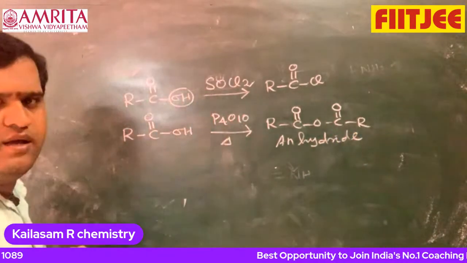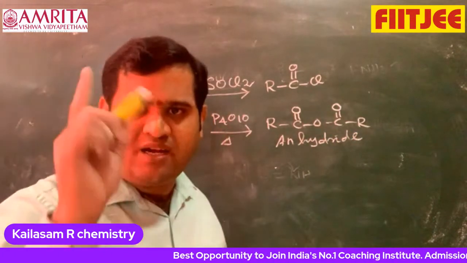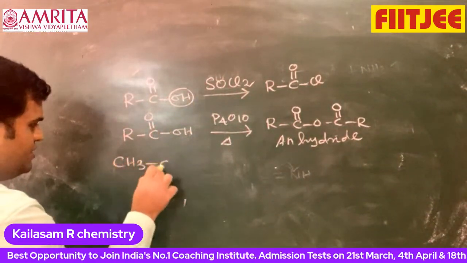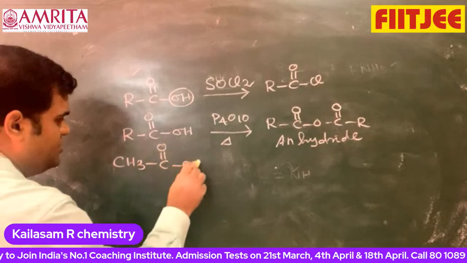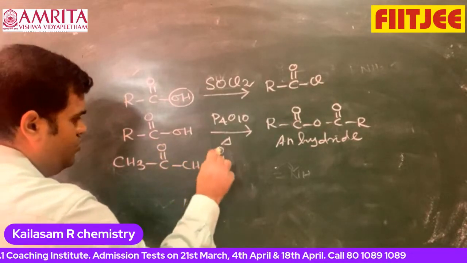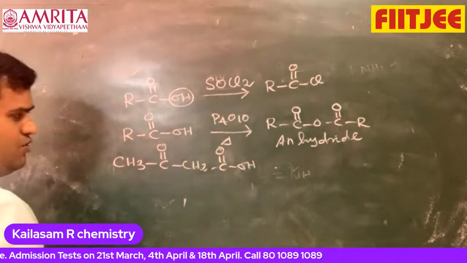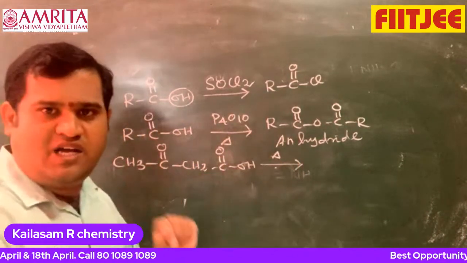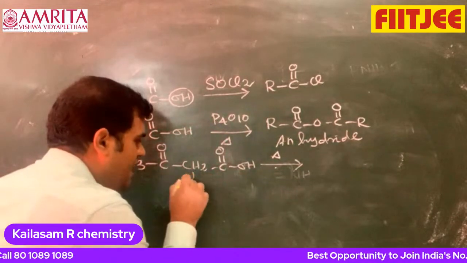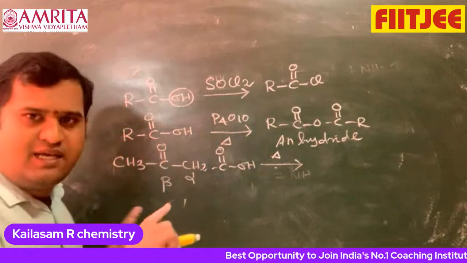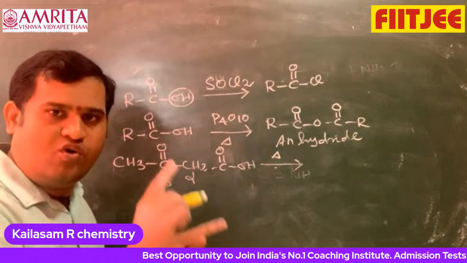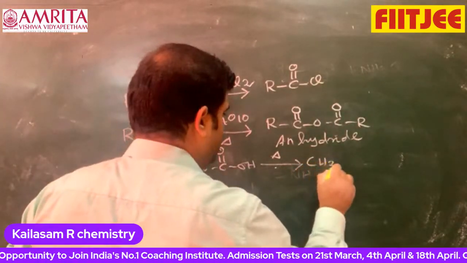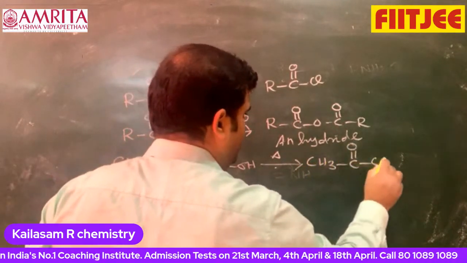Another important point: the beta keto acid undergoes faster decarboxylation. Look at this, I'm writing CH3 C double bond O CH2 C double bond O OH. Now here I'm going to heat it. When I heat this, decarboxylation takes place. Why? Because this is alpha, this is beta. I can say that beta keto acids undergo faster decarboxylation. I'm going to get CH3 C double bond O CH3.